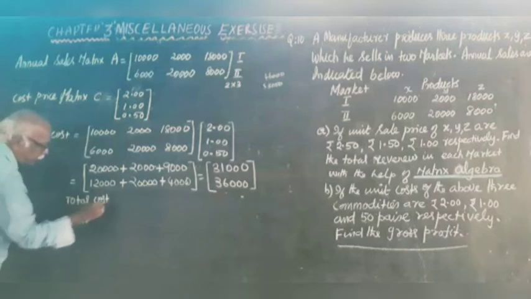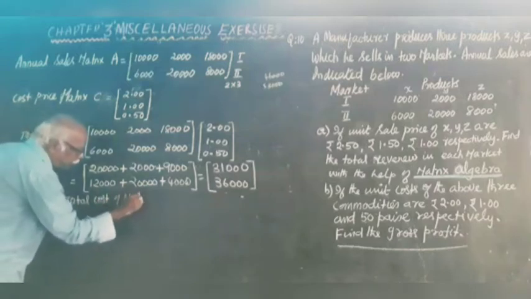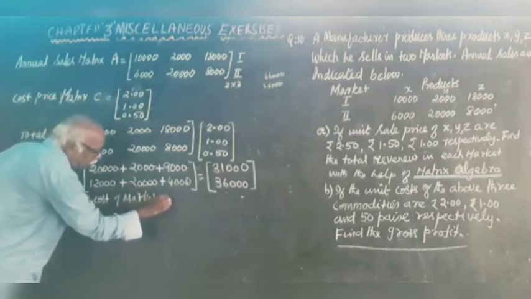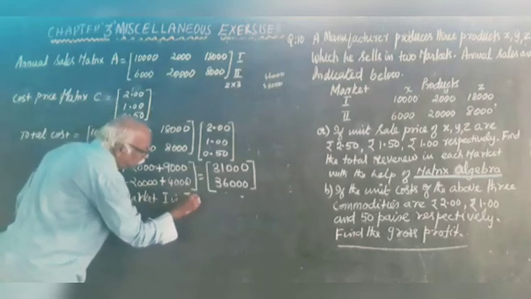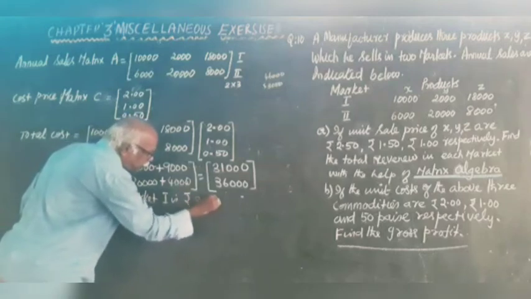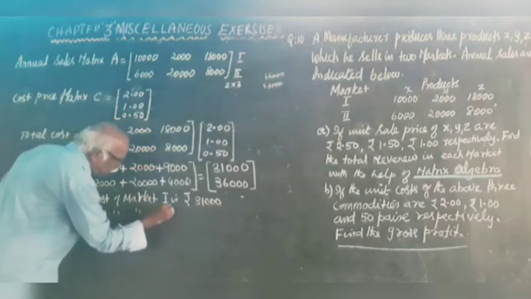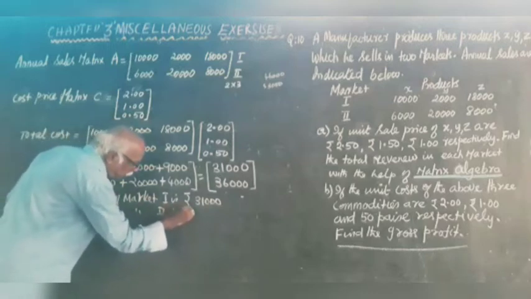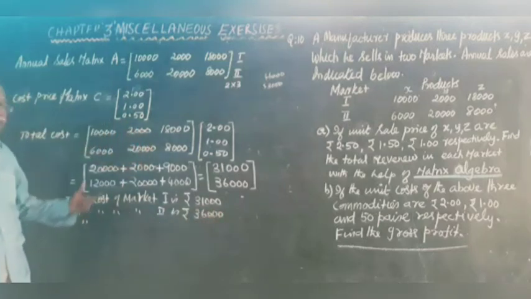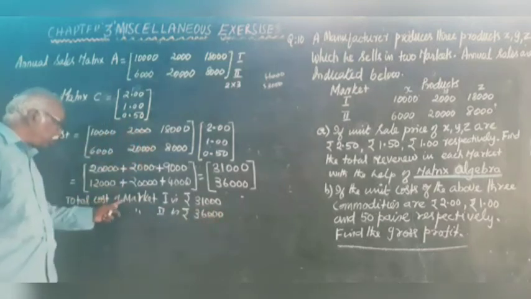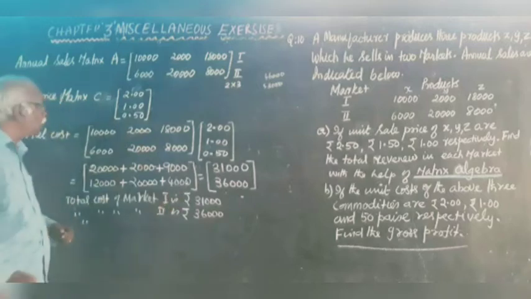Total cost of market 1 is rupees 31,000. Total cost of market 2 is rupees 36,000. So we have found what is the total cost of market 1 and total cost of market 2. Next, the gross profit.